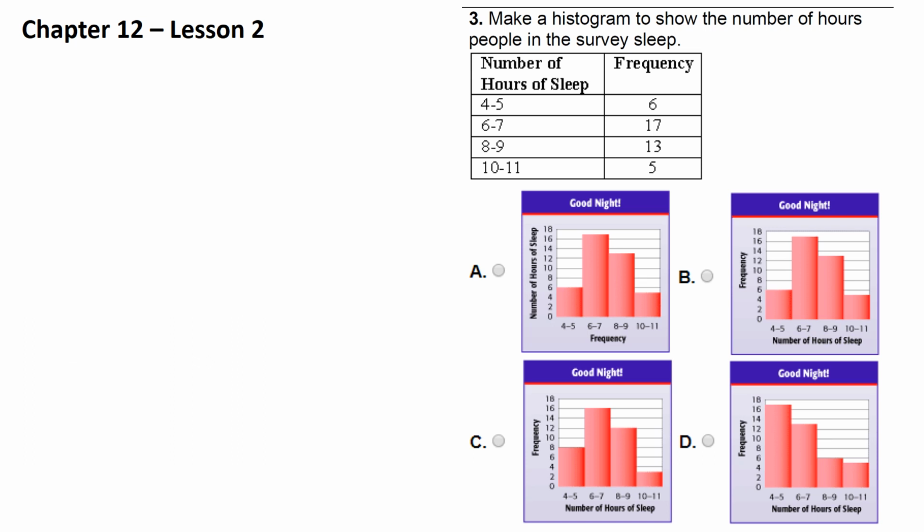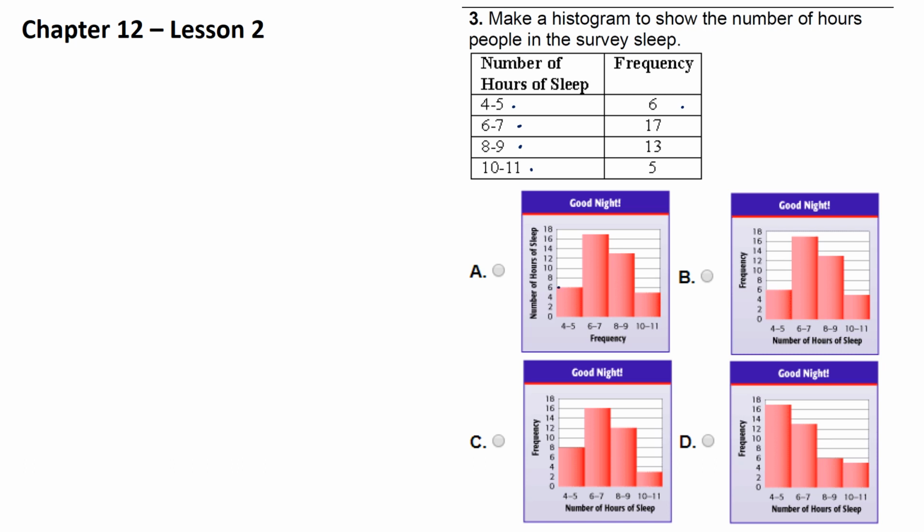Question 3. Make a histogram to show the number of hours people in the survey slept. Now, it says to make a histogram, but it does appear that they've already made the histogram. So I think we're just going to pick out which histogram we want to use. So the number of hours of sleep, our choices are between 4 and 5, 6 and 7, 8 and 9, and 10 and 11. All right, so between 4 and 5, 6 people.